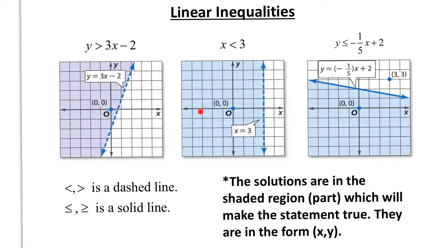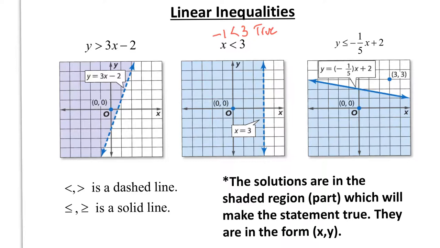You can choose any number. On the x-axis, you can choose -1. If you plug that number, -1, into x, -1 is less than 3, well, that's going to be true. And that's what we want. If you put a -1 here, -1 is less than 3, that is true. Any number that makes a true statement in this inequality is a solution.